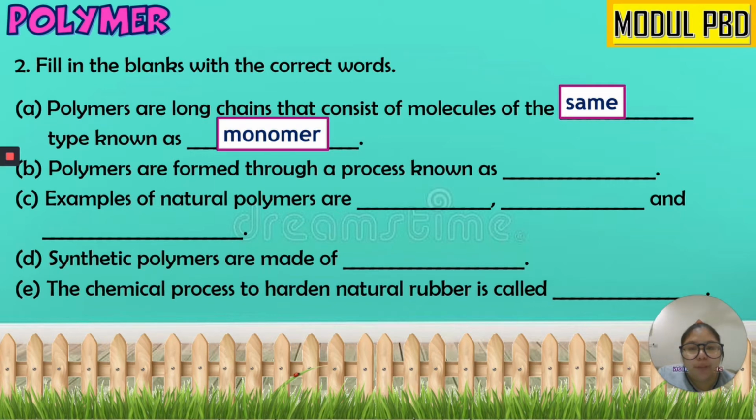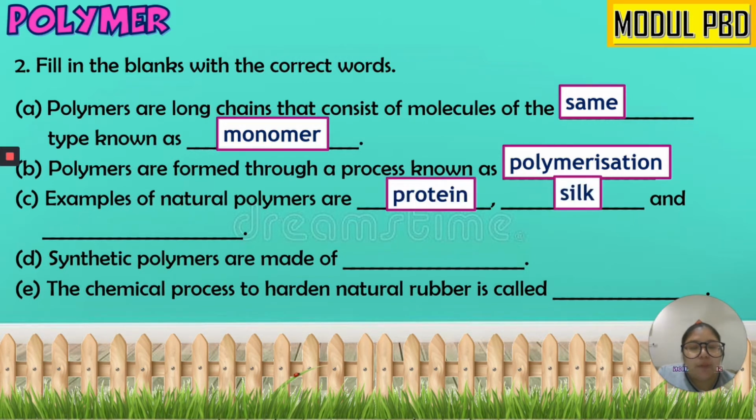Okay, now we see B. Polymers are formed through the process known as polymerization. Okay, we join the monomers to become a polymer. So examples of natural polymers are, okay, let's see the examples. We got protein, and also cellulose. Actually, we got so many, so these are three of the examples.